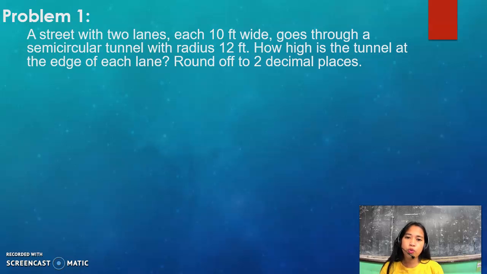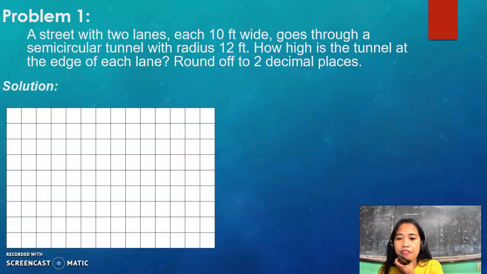A street with 2 lanes, each 10 feet wide, goes through a semicircular tunnel with a radius of 12 feet. How high is the tunnel at the edge of each lane? Round off to 2 decimal places. So to understand the problem, let's illustrate it. To be clear, we'll use our Cartesian plane in illustrating this one.